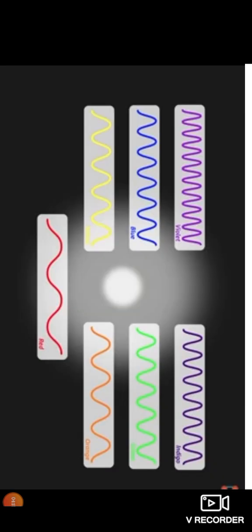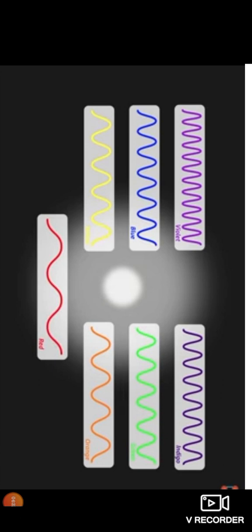Students, we all know that the light coming from the sun is white light, and we also know that white light consists of 7 colors: violet, indigo, blue, green, yellow, orange and red. These are components of white light.